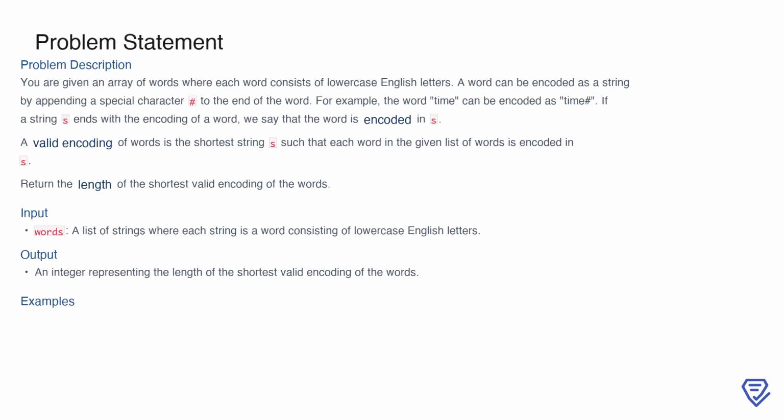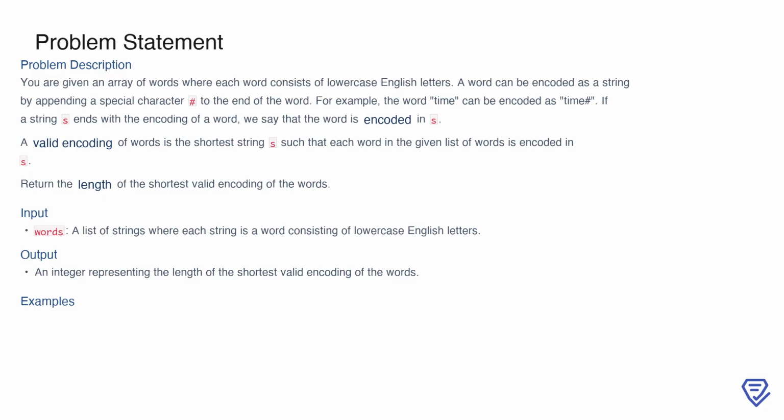In this problem, you are given an array of words, where each word is made up of lowercase English letters. The goal is to encode these words into a single string in a way that minimizes the total length of the string. To encode a word, you append a special character, the hash symbol, to the end of the word. For example, the word time becomes time# when encoded. A word is considered encoded within the string if the string ends with the encoding of that word. Your task is to find the shortest possible string that can encode all the words in the array, and return the length of this string.